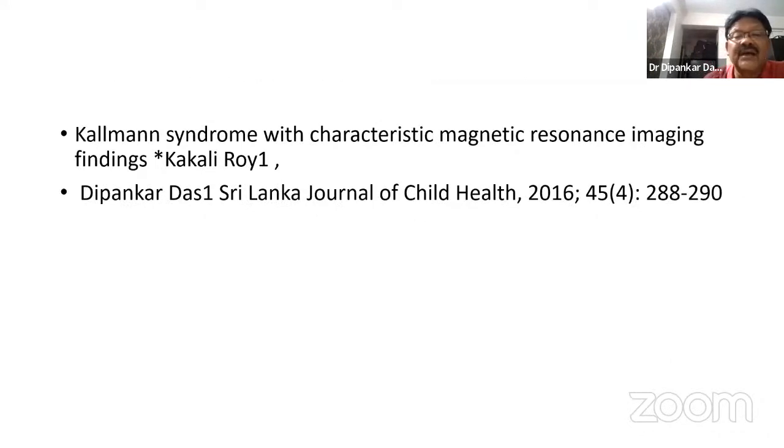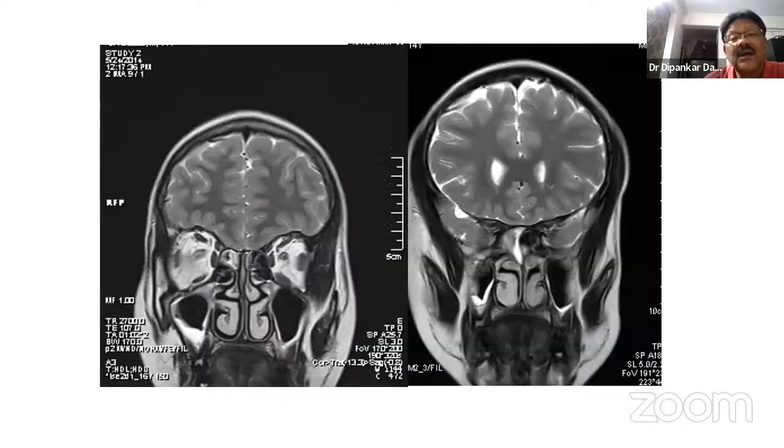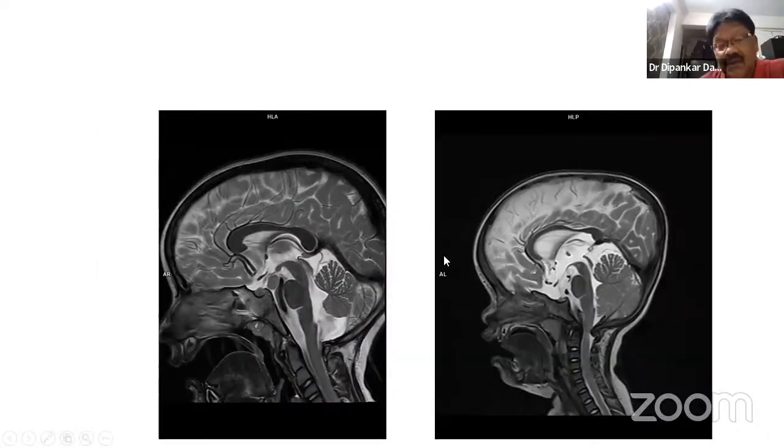So the first one is Kallmann syndrome. We had a publication in 2016 in a Sri Lankan journal. We came across many cases of Kallmann syndrome. This is just for recapitulation. You can see this another hypothalamic hamartoma.